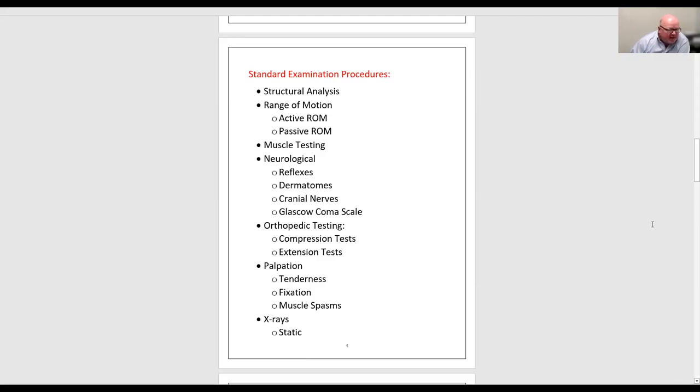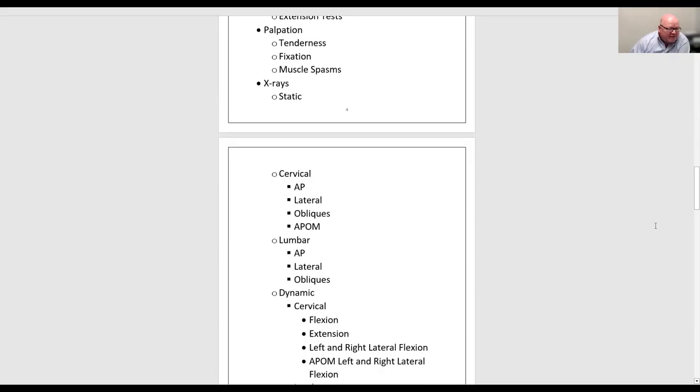Orthopedic tests, we're going to pay a lot of attention to compression tests and extension tests relative to the mechanism of injury. Palpation, we always look at three things and quantify tenderness, fixation, and muscle spasms. When we go to x-rays, we'll pay attention to the static. So the static in the neck is the AP, lateral, obliques, and APOM. In the lumbar, it's the AP, lateral, obliques.